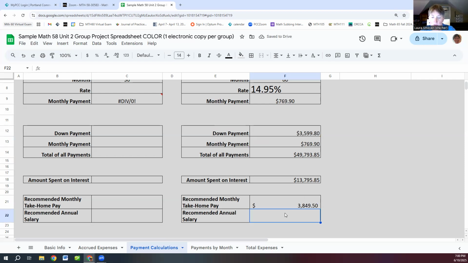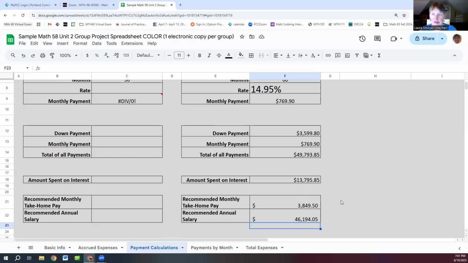So for the recommended annual salary, well, there's 12 months in a year, so I'm going to take that monthly take-home pay and I'm going to multiply it by 12. And that gives me the recommended annual salary. Now, I know I went through those things quite quickly, but I also know that you can pause the video at any time and rewind as you're following along to try to do those things.